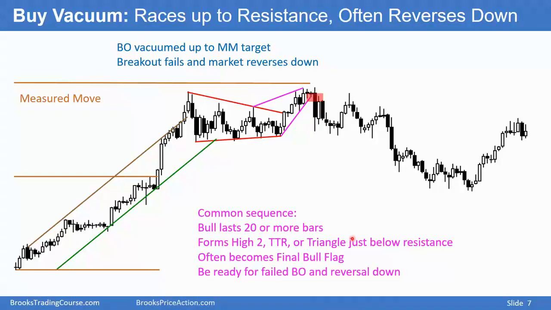It's a common sequence. You have a trend that lasts for 20 or more bars. It forms either a high two, a double bottom bull flag, a tight trading range, a triangle just below resistance, and that often becomes the final flag. Traders have to be ready for the breakout up to the resistance level to fail, and for the trend to end and form either a trading range or a reversal down.